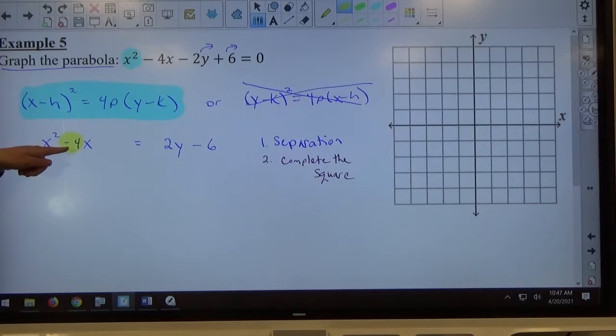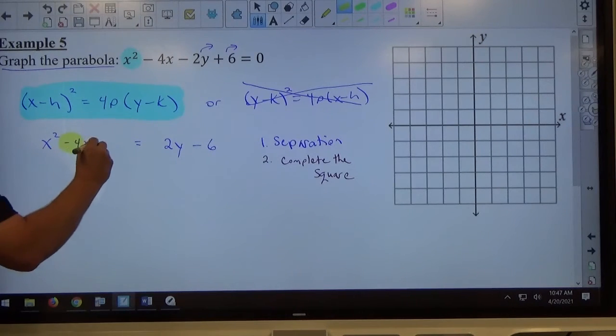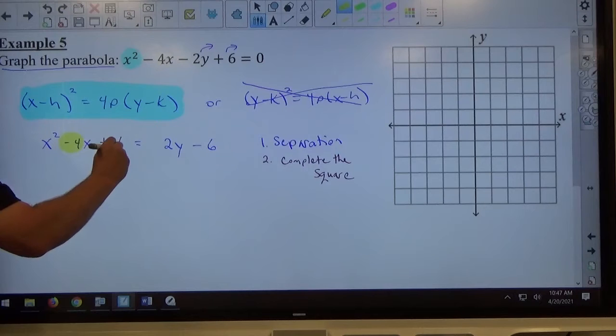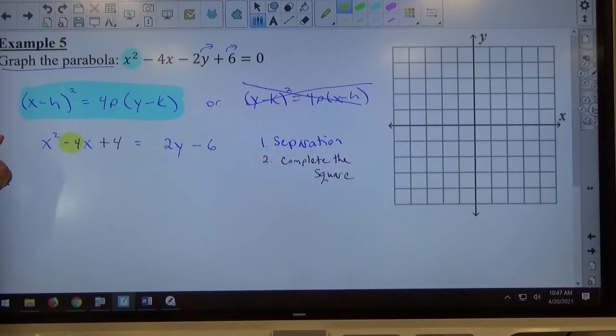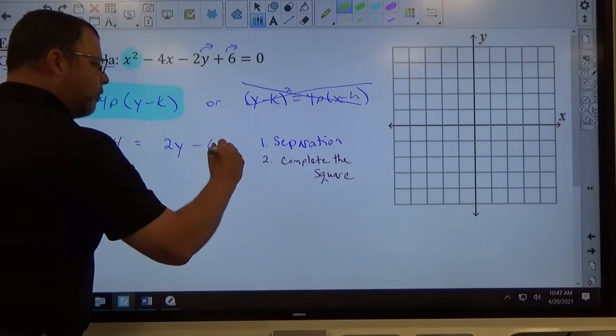If that number happened to be 6, what's 6 divided by 2? 3. And 3 squared is? 9, right? So there's a magic number. We find it by doing half and then square. So half of 4 is 2, 2 squared is 4, so we're going to do plus 4 here. And using good algebra, if I add 4 to the left, I have to add 4 to the right.